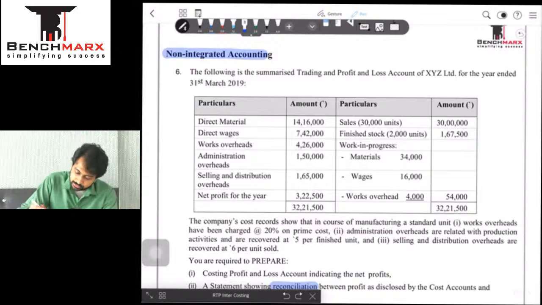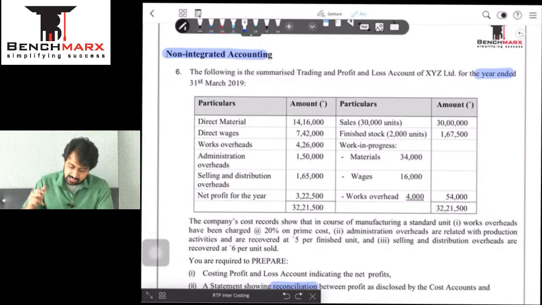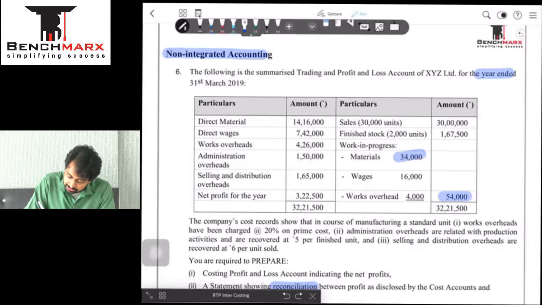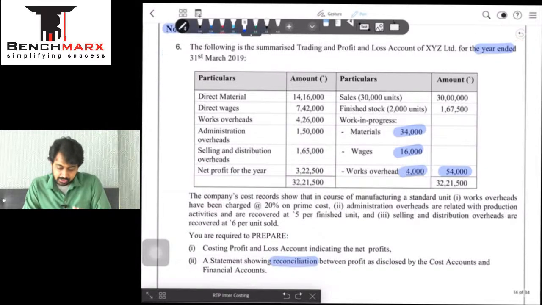Let's start. The following is the summarized trading and profit loss account of expenses for the year ended. So we have been given the profit loss for the entire year. ठीक है. So DM, wages, overheads, admin, S&D. ये side पे you have sales, you have FG का stock. Then you have work in progress, and they have given WIP ka split as well. So I can say total work in progress is 54,000, and 54,000 is made up of 34,000 DM, 16,000 wages and 4,000 work overhead. Sabka mila ke mean 34 plus 16 is 50, 50 plus 4 is 54. So they have given the WIP value, and they have also given the DM, DL and overheads content of the WIP.